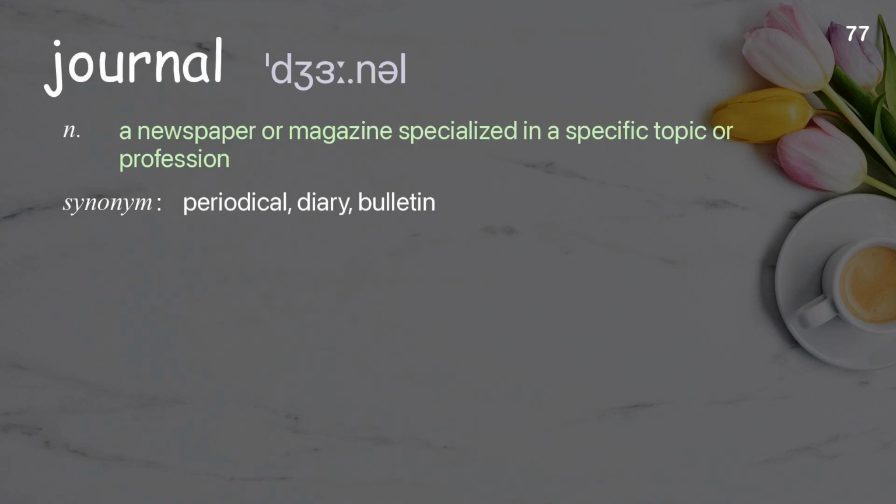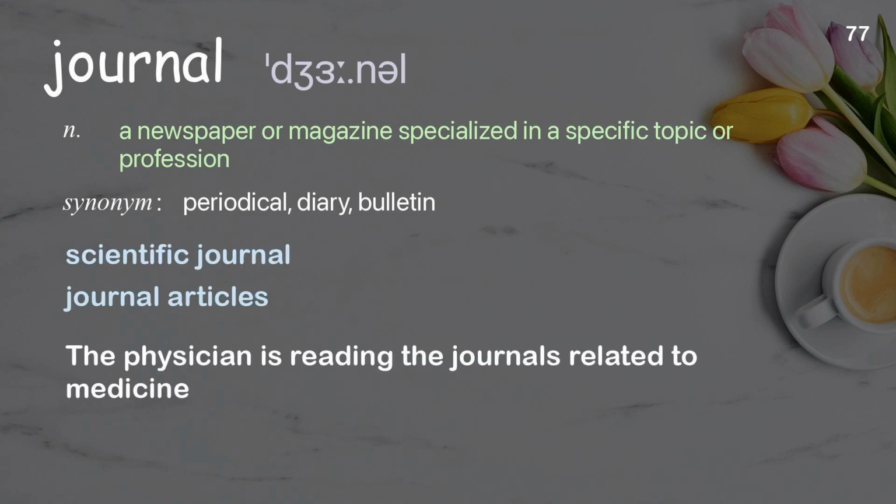Journal: a newspaper or magazine specialized in a specific topic or profession. Examples: scientific journal, journal articles. The physician is reading the journals related to medicine.